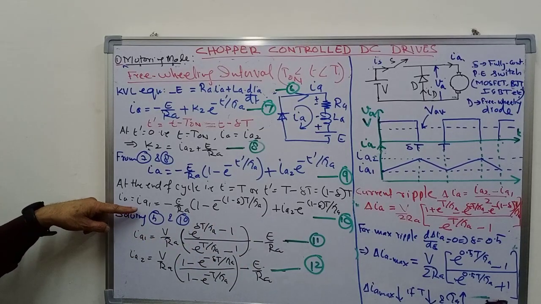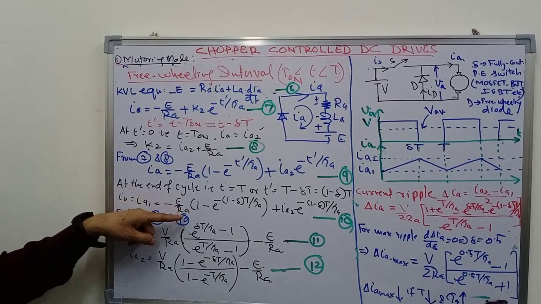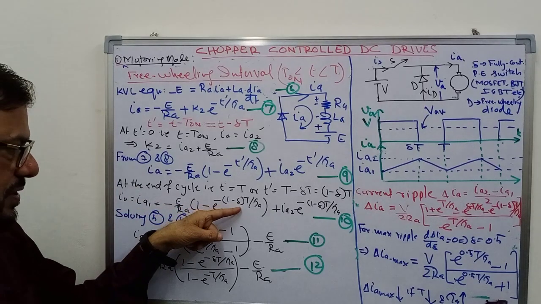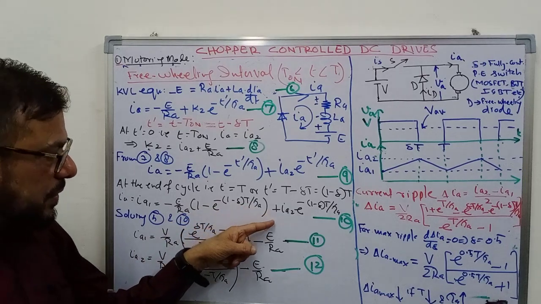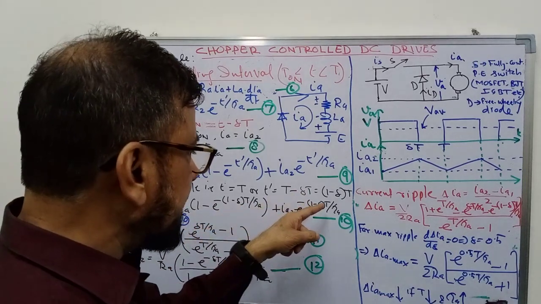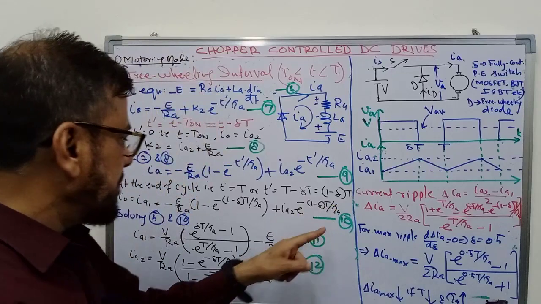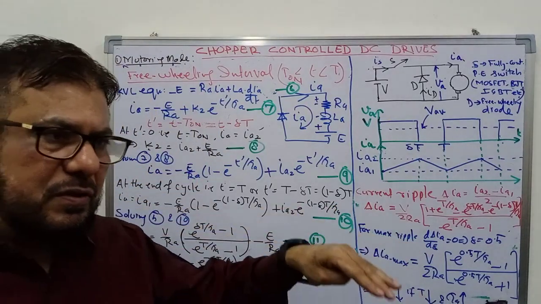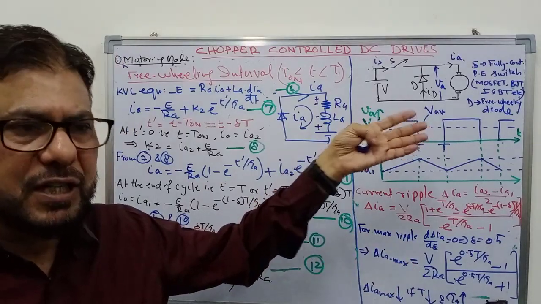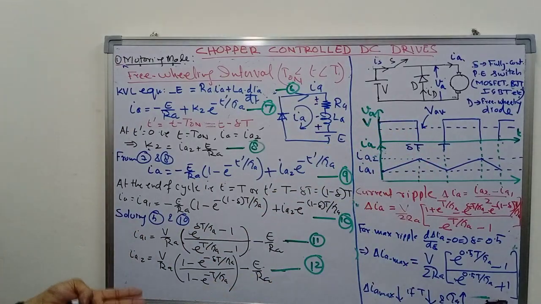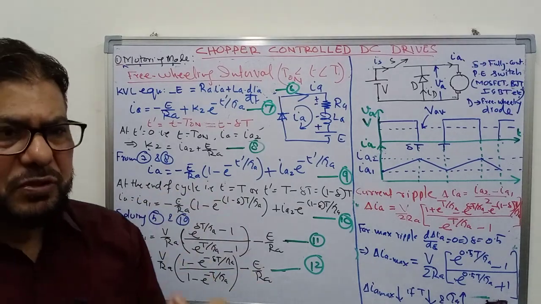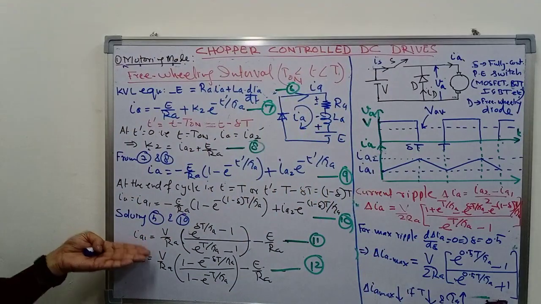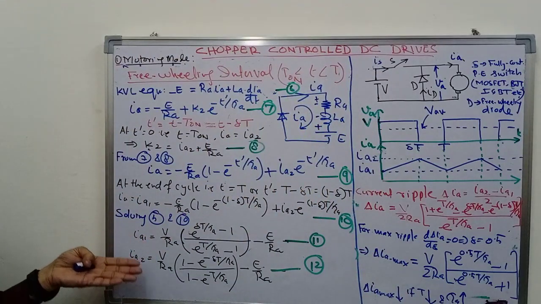So you get the equation Ia equal to Ia1 minus E upon Ra, 1 minus e to the power minus (1 minus delta) t upon tau A plus Ia2 e to the power minus (1 minus delta) t upon tau A. Equation number 10. Now this is another relation between Ia1 and Ia2. We have already one equation, equation number 5, that relates Ia1 and Ia2. So there are two equations and there are two unknowns. You can solve it to find the expression for Ia1 and Ia2 like this.